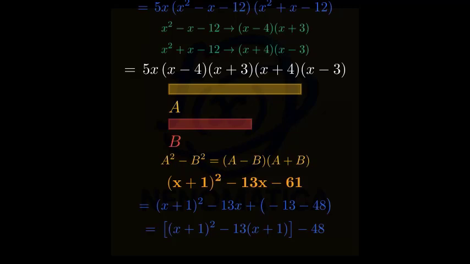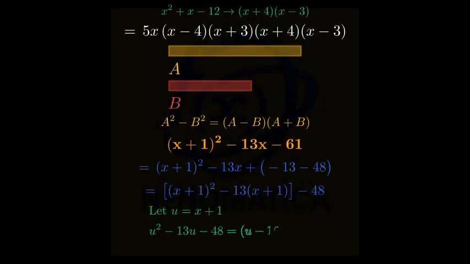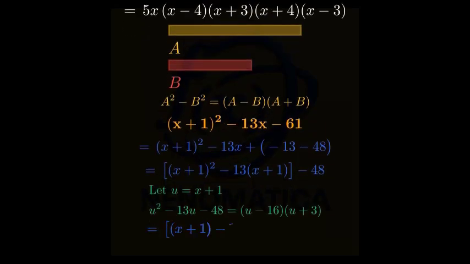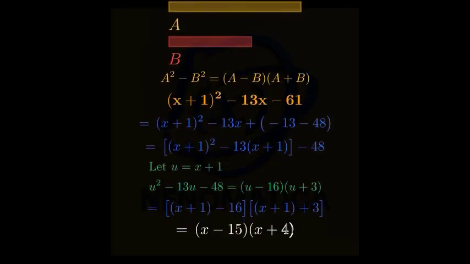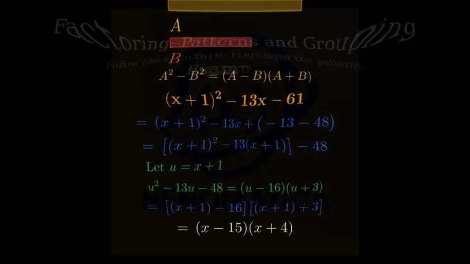Now treat u as x + 1. Then we have u² − 13u − 48, which factors as (u − 16)(u + 3). Substitute back u equals x + 1 to get (x + 1 − 16)(x + 1 + 3), which simplifies to (x − 15)(x + 4).